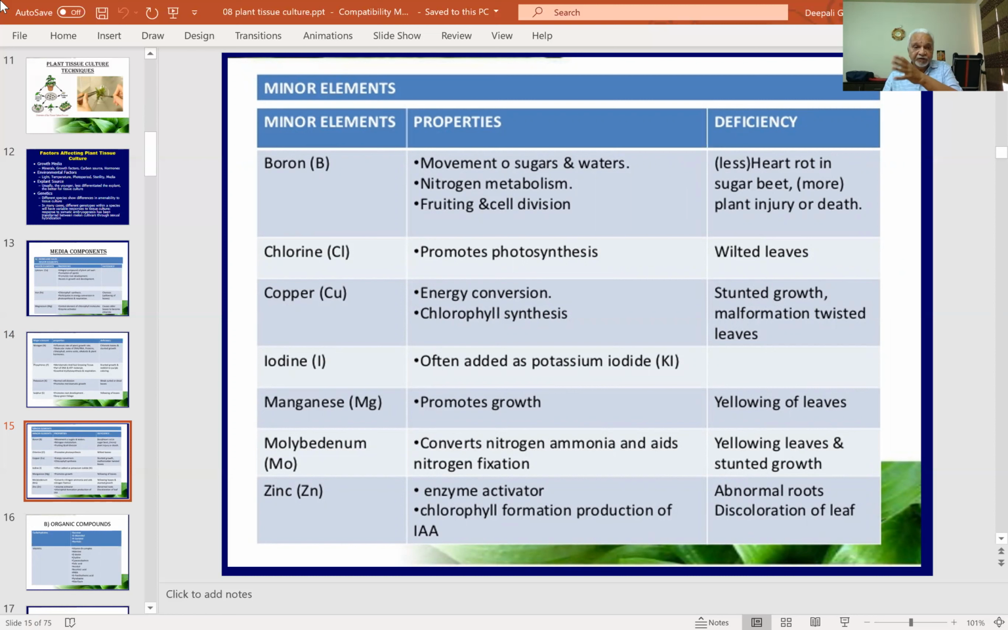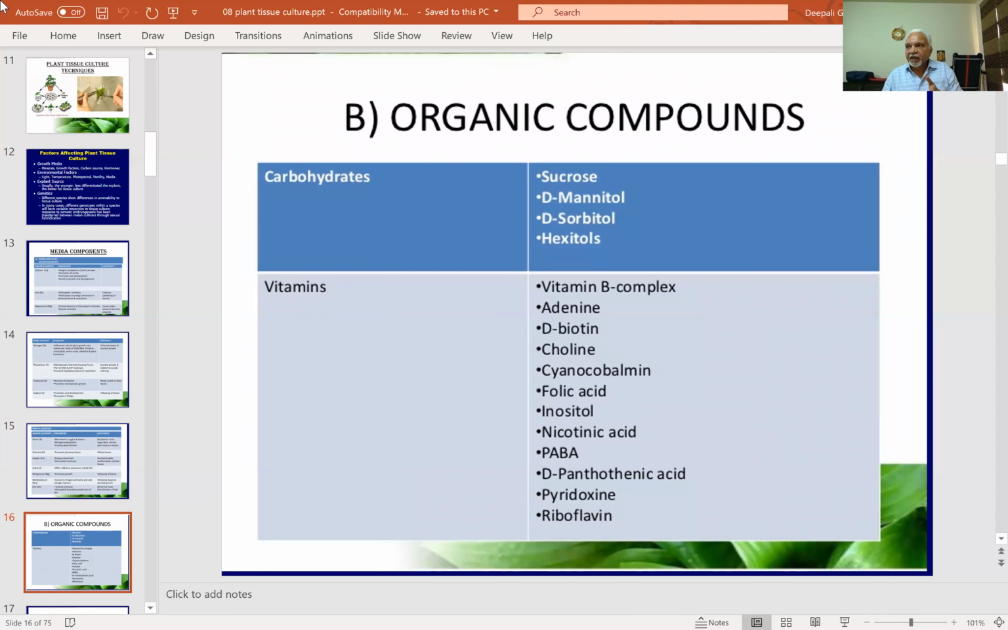And again, the deficiency of this gives you the deficiency symptoms, and the plant is not healthy. That goes for major and minor both, and therefore any media which is being used for growing plant tissue or cells should have all these constituents. In addition to these major and minor elements required by a plant for its growth, they are taken in a media to grow the cells or the tissues of a plant in vitro.